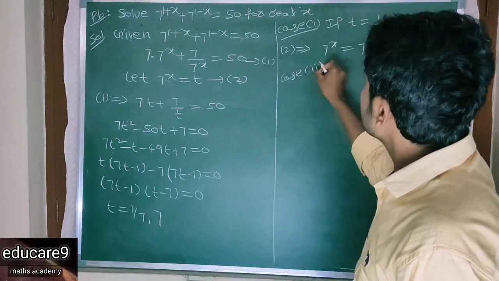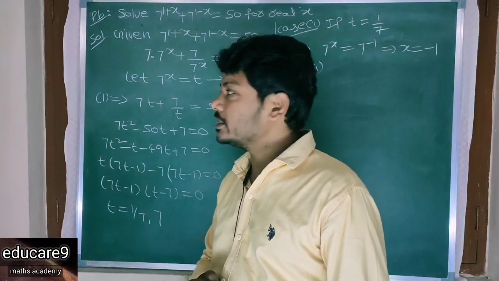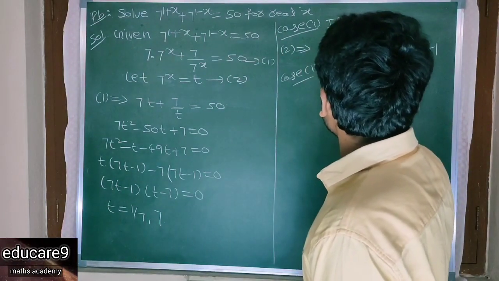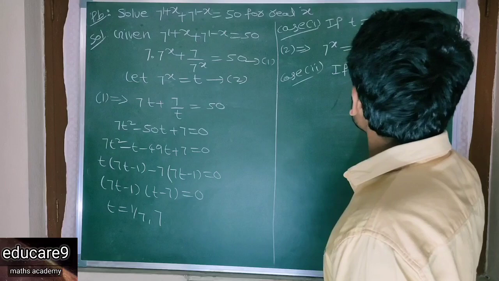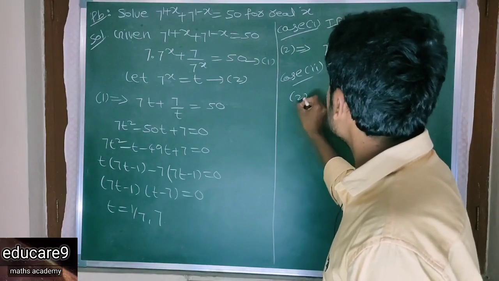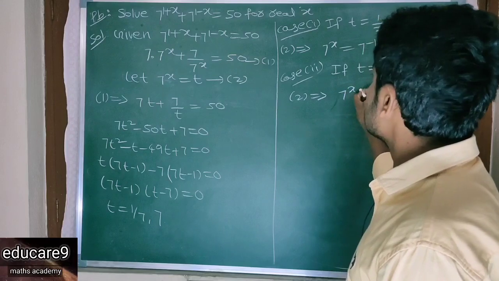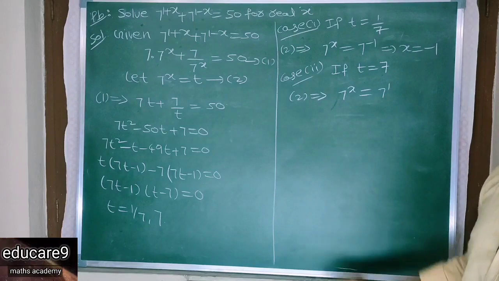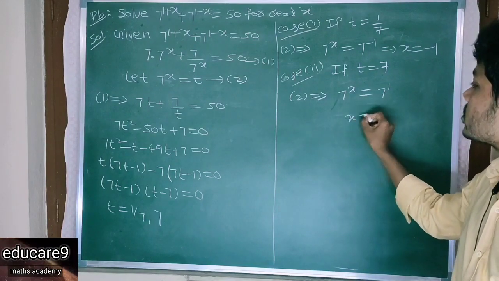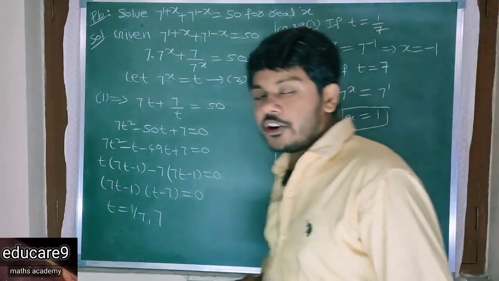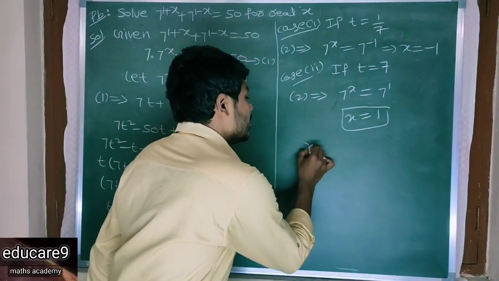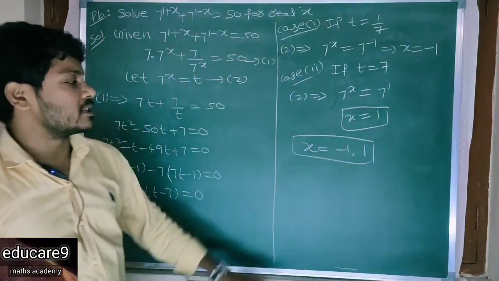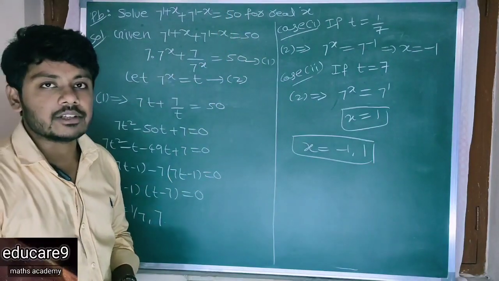So what is case 2? If t is equal to 7, then substitute the t value in equation 2. Equation 2 implies 7 power x is equal to t, which is 7. Again, equate the powers, you get x is equal to 1. So therefore, the x values are, one is minus 1 and another one is 1. So these are the solutions of the given equation.